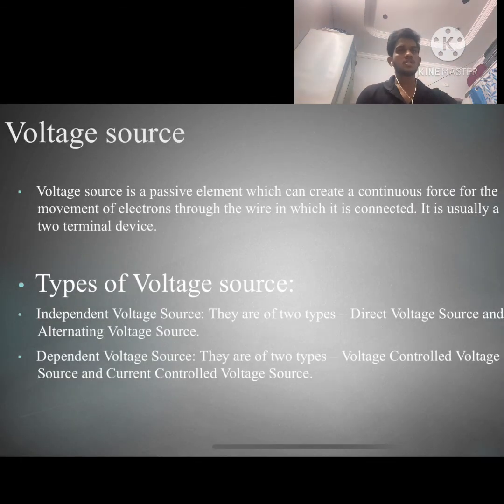Voltage source. The voltage source is a passive element which can create a continuous force for the movement of electrons through the wire in which it is connected. It is useful as a terminal device. Types of voltage source. Independent voltage source: there are two types, direct voltage source and alternating voltage source. Dependent voltage source: there are two types, voltage controlled voltage source and current controlled voltage source.